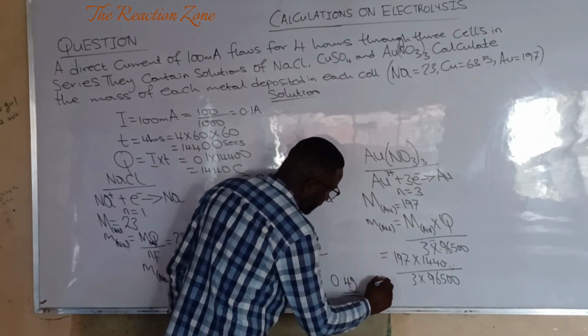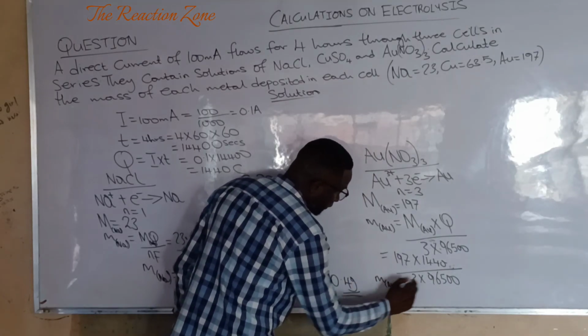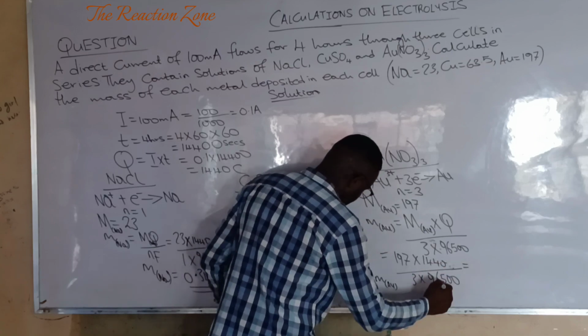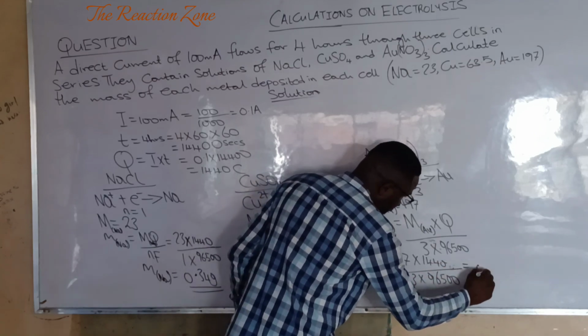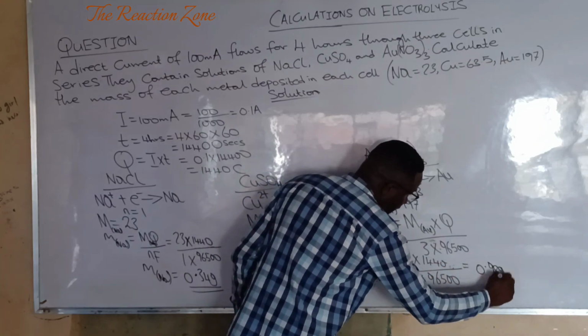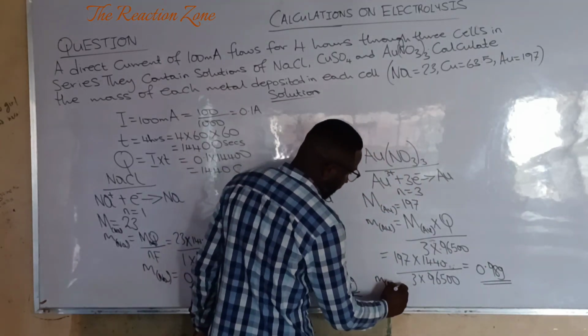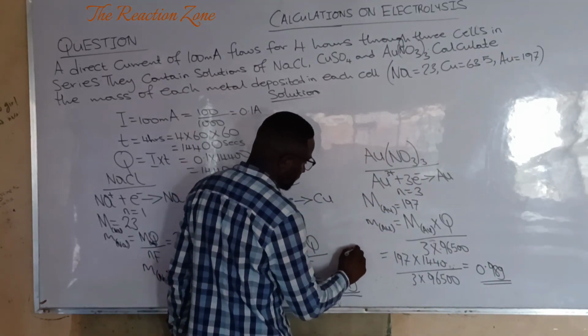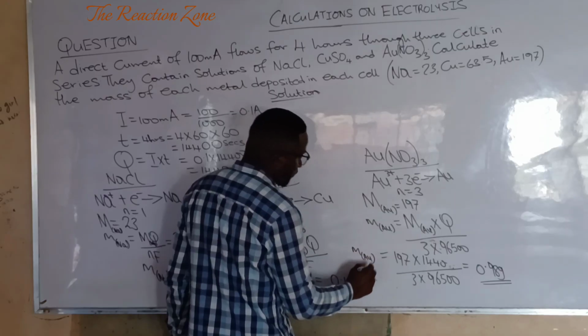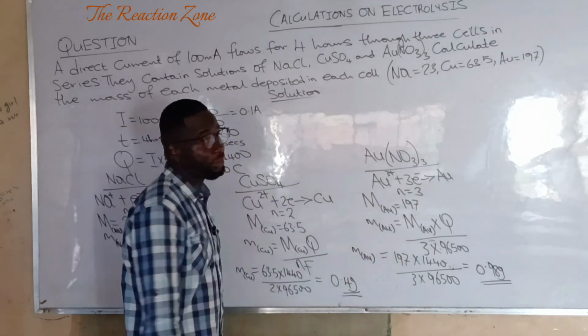And the mass of gold deposited is simply going to become 0.98 grams. The mass of gold deposited is going to be 0.98 grams.